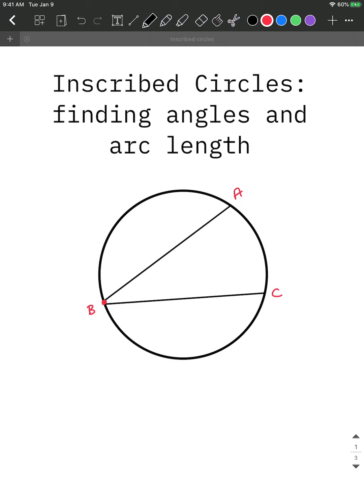Hey y'all, today in this video we're going to be talking about inscribed circles, finding angles, and finding arc lengths. So essentially, we're going to be talking about finding the angles that are constructed past the center, and we're going to be looking at the actual distance that it creates.